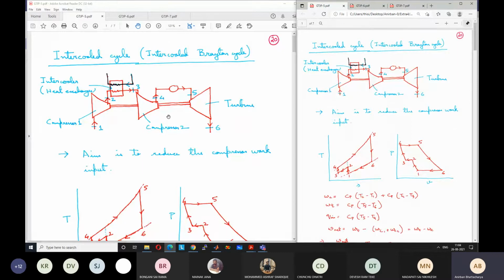And then we have seen other types of cycles, modifications to increase the efficiency, which was regeneration, and modification to increase the work output, which was reheating, and then combined reheating and regeneration, which increased both the efficiency and the work output.